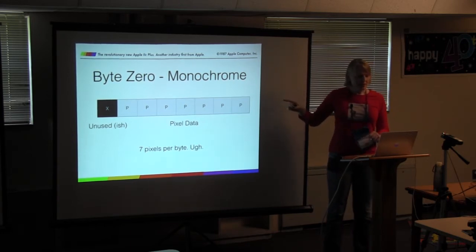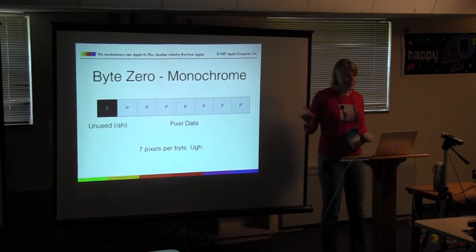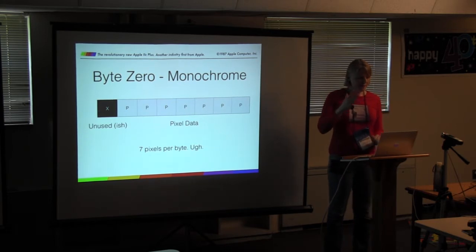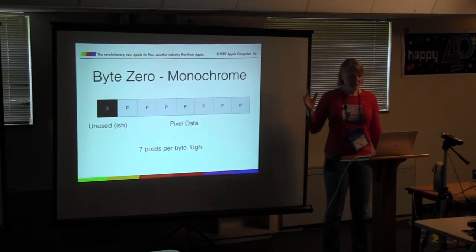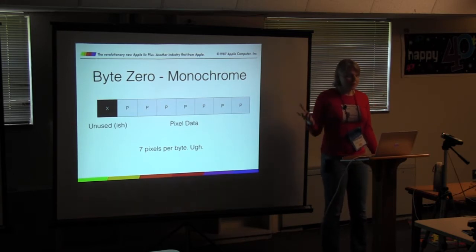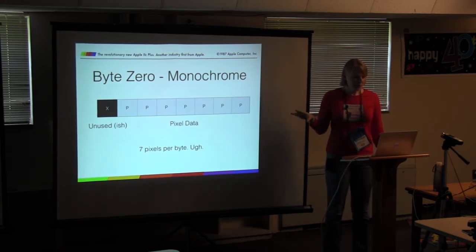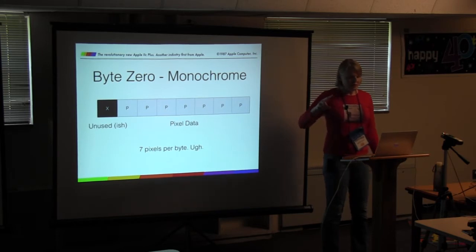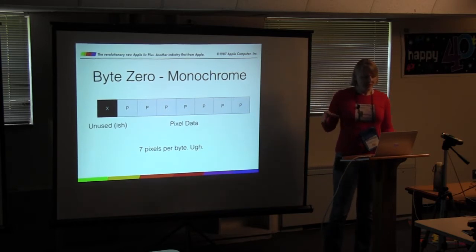So the high bit, as I said, is unused-ish. What it actually does in monochrome is act as a half pixel shift, which is a weird effect. Normally, you'd probably just set it or shut it off all the time in monochrome. If you mess with it, you can theoretically get a higher resolution.